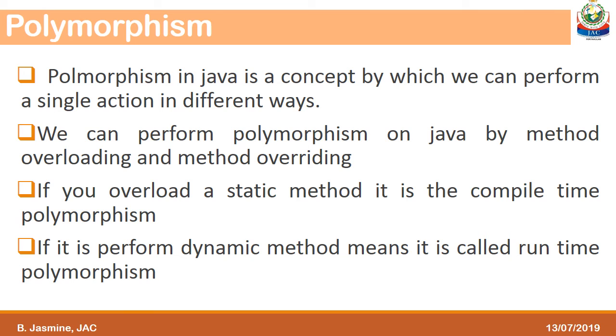Polymorphism. Polymorphism in Java is a concept by which we can perform a single action in different ways. We can perform polymorphism in Java by method overloading and method overriding. If you overload a static method, it is compile time polymorphism. If it performs a dynamic method, it is called runtime polymorphism.